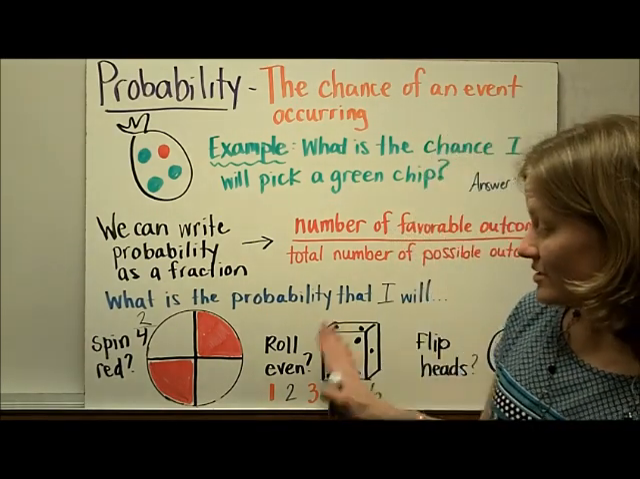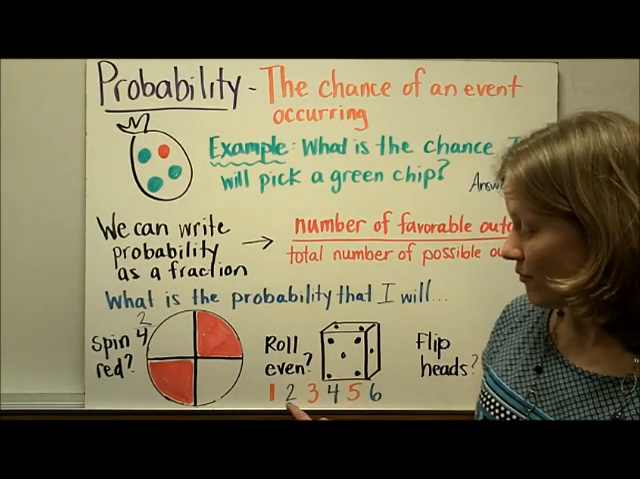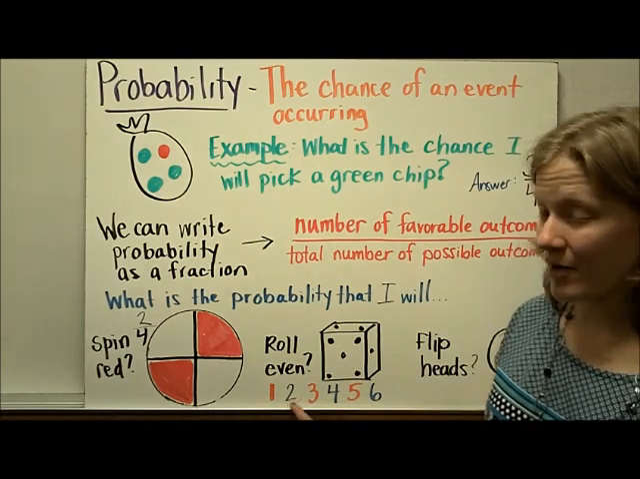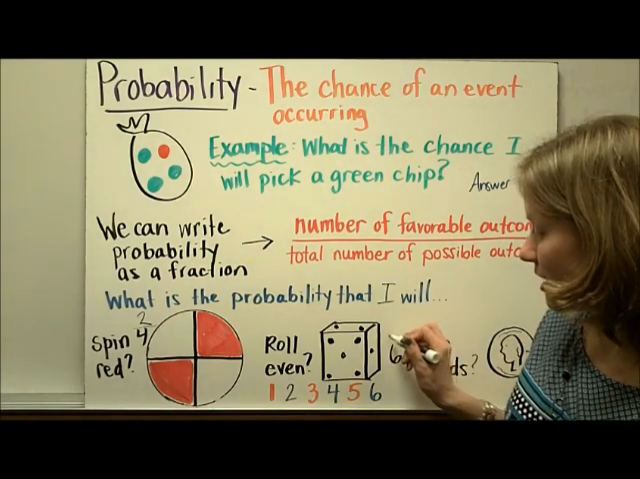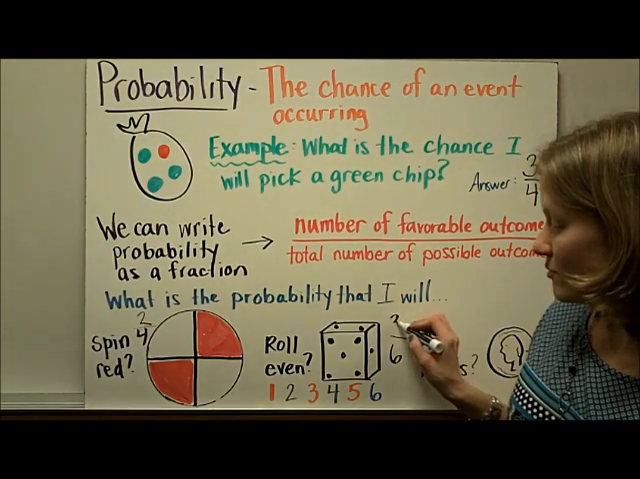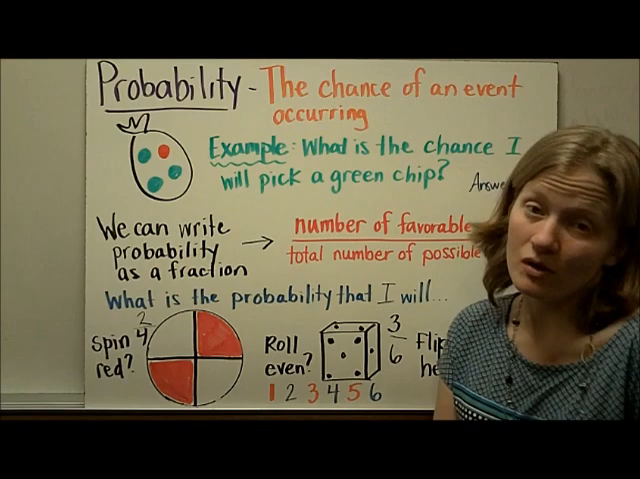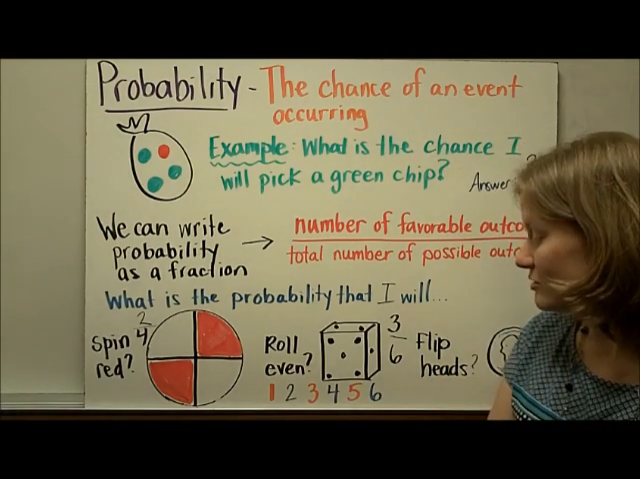If I was going to roll a die, the probability that I would roll an even number, well, here are all of my possible outcomes. So there are 6 possible outcomes, and there are 3 even numbers, 2, 4, and 6. So the probability that I would roll an even number is 3 out of 6, or 1/2 when we simplify, 1 out of 2.